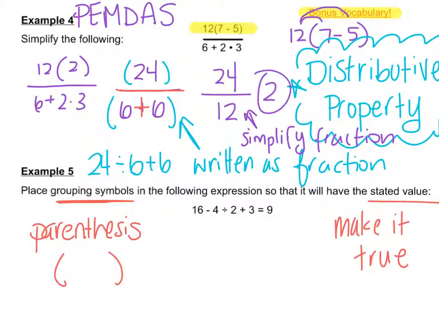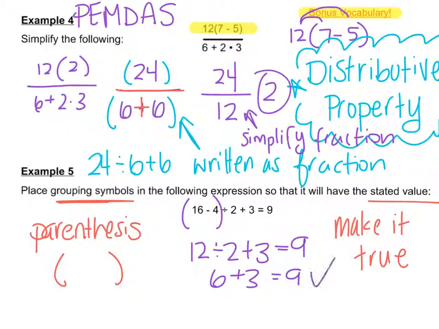And see if you can go ahead and solve that on your own. Right there, let's double check. 12 divided by 2 plus 3, does it equal 9? Division first. 6 plus 3 equals 9. Yes, it does. The easiest way, if you're not quite sure, guess and check.